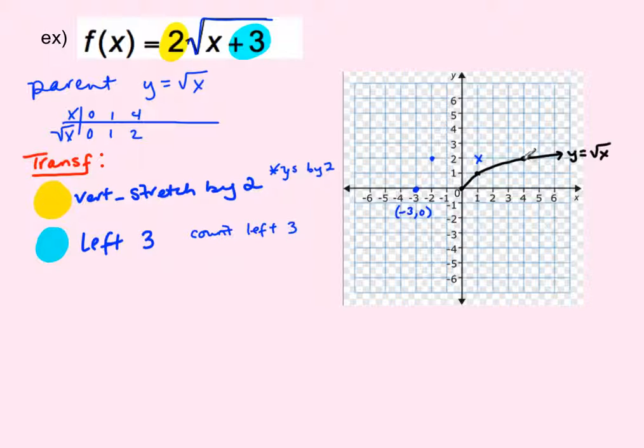Last point, (4, 2). The height is 2. Multiply that height by 2. 2 times 2 is 4. So it becomes (4, 4). So that puts me here. Now I want to count that left 3.